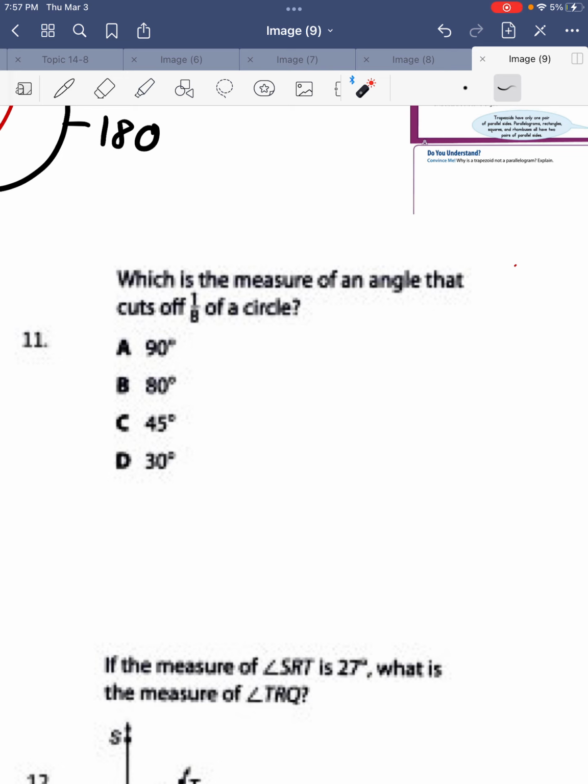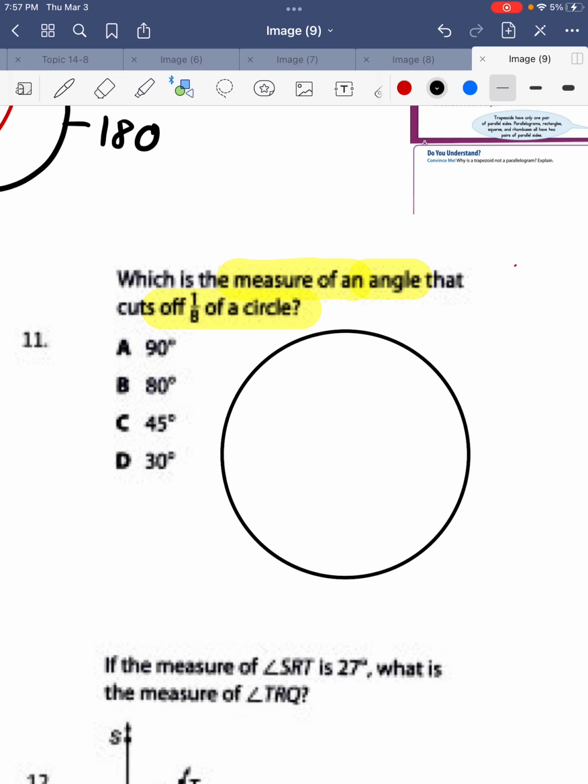Number 11 says, which is the measure of an angle that cuts off 1/8 of a circle? Again, I'm dealing with a circle, so I'm going to draw a circle. It's better if you draw what you have instead of just trying to think of it in your mind. And I have my circle cut into eighths.